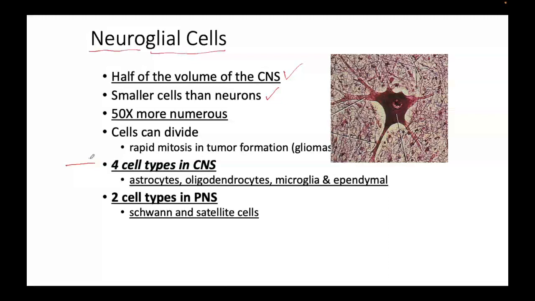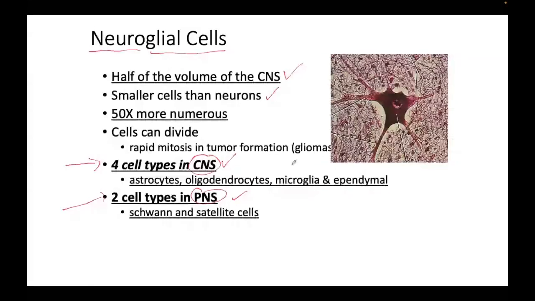And we'll focus on four types that are located in the central neural system. And then we have two types that are located in the peripheral neural system. That's why it's important to differentiate CNS from PNS, central neural system from peripheral neural system. The four types in the central neural system are astrocytes, oligodendrocytes, microglial cells, and ependymal cells. And then the two in the peripheral neural system are Schwann cells and satellite cells. And of more importance, we'll focus on the Schwann cells.